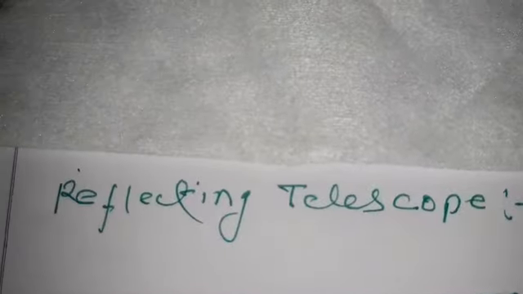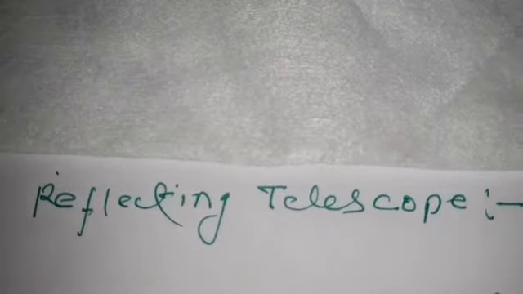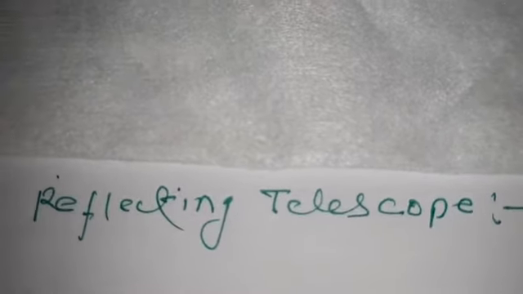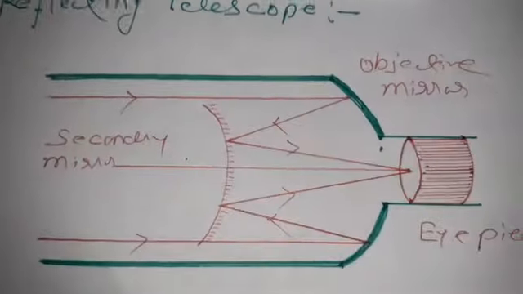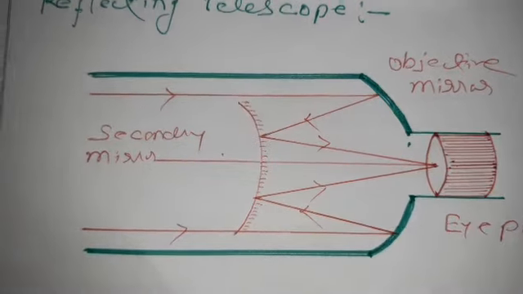Now come to the next one, that is the reflecting telescope, your last optical instrument. So what is the reflecting telescope?